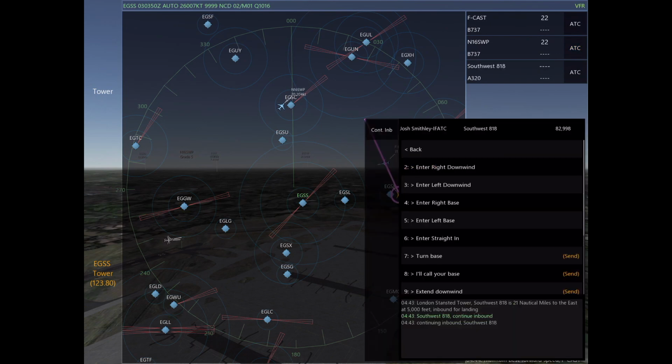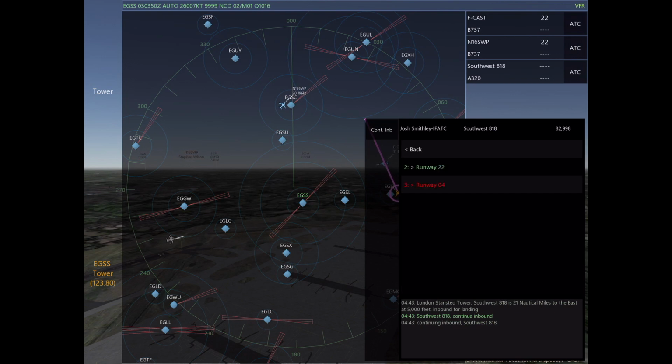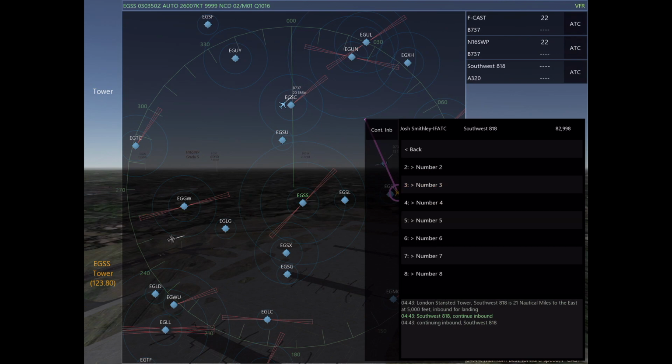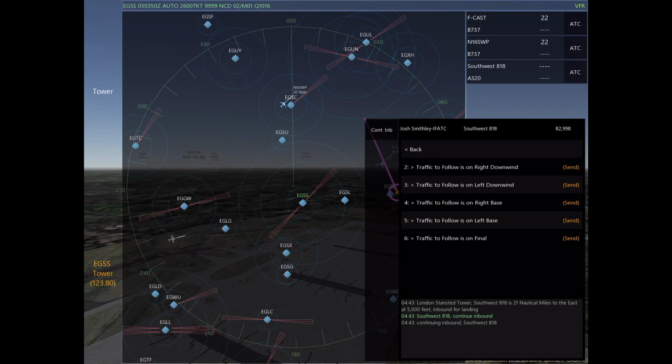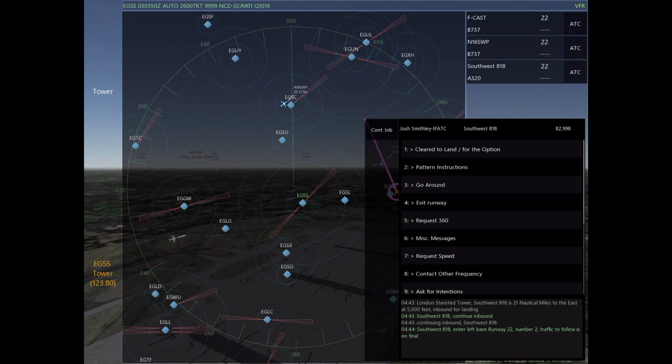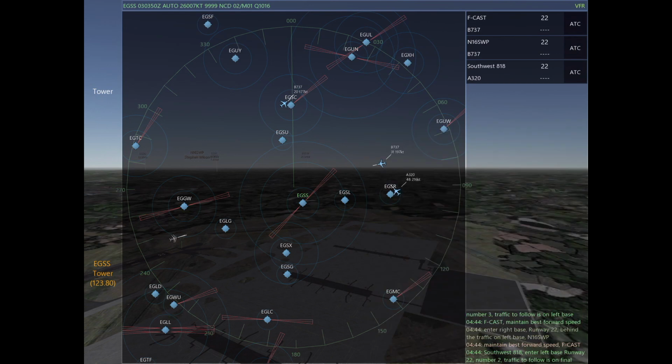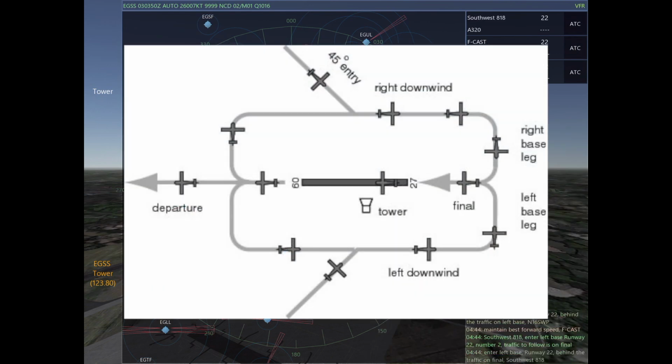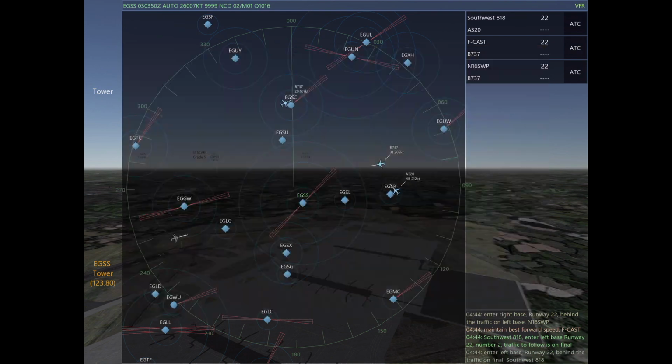The next thing I want to do is tell Southwest to enter a left base, number 2, traffic to follow is on final. So now everyone understands who they're following, and everyone has been given a specific point in the pattern to enter. So we have November 16 Sierra Whiskey Papa, number 3 on right base, we have Southwest on left base, and then Foxtrot Charlie Alpha Sierra Tango is going to be number 1 on final.